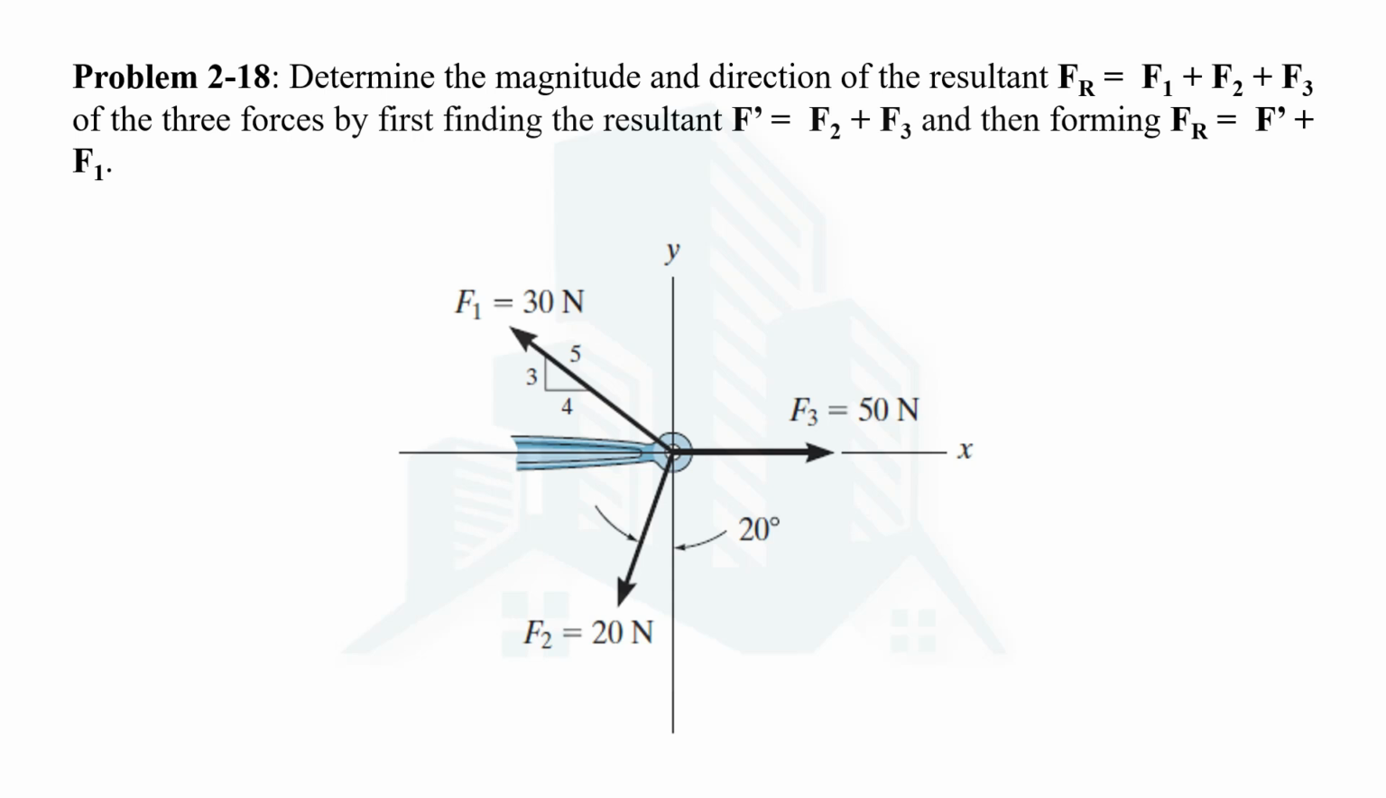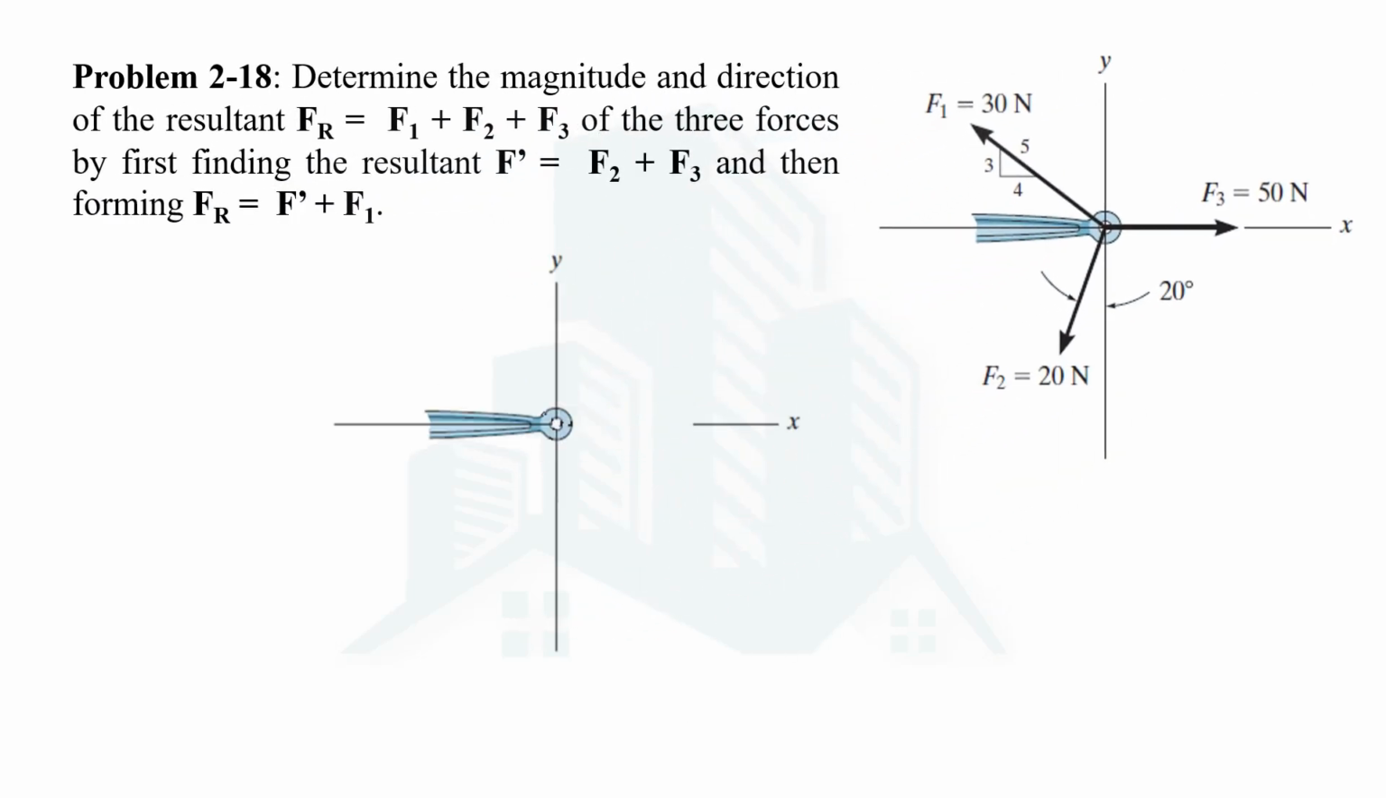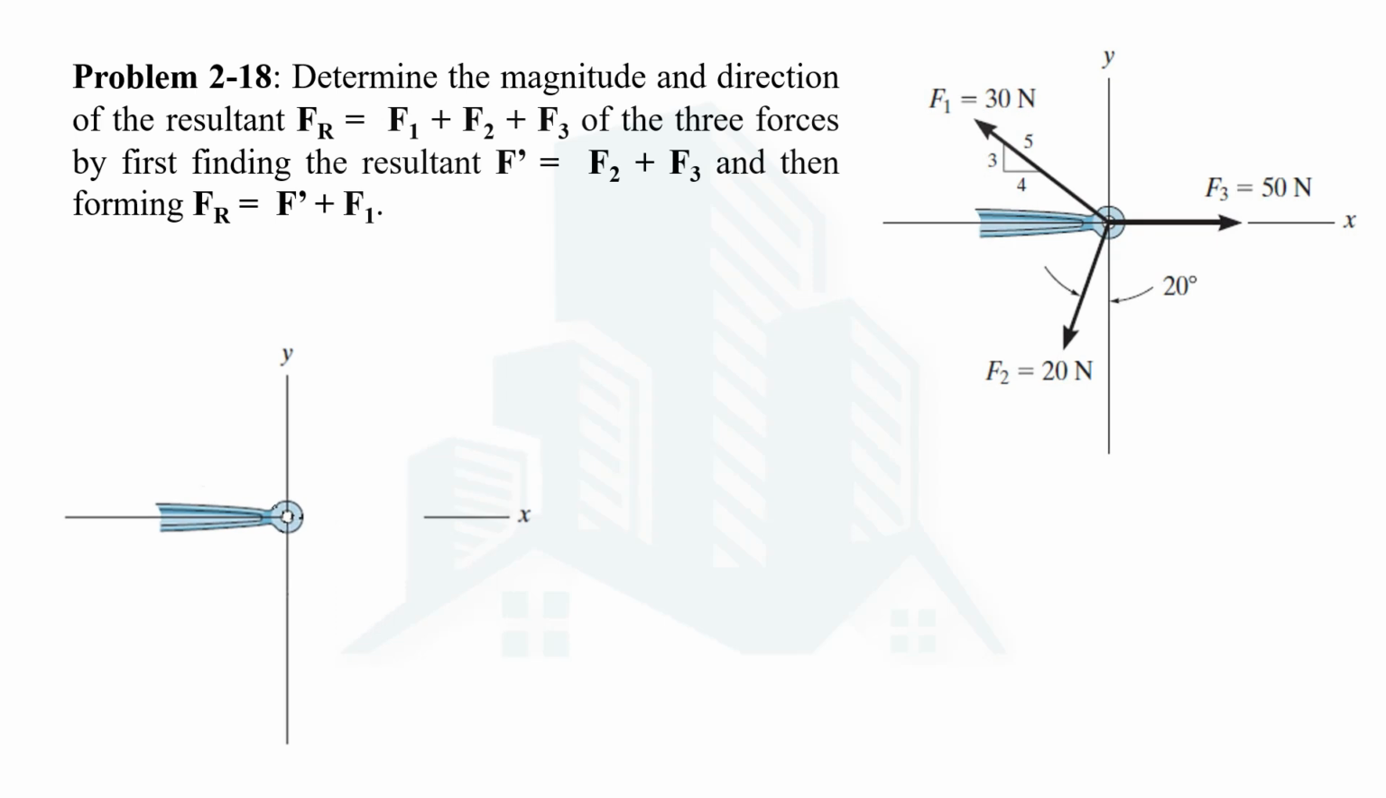In problem number 17, we were asked to determine F dash of F1 and F2 first, and that F dash was added with F3 to determine the resultant of these three forces. But in this case, it's a bit different. Here we are being asked to determine F dash of F2 and F3 first, and that F dash will then be added with F1 to determine the resultant of these three forces. So let's solve this problem taking the body on which these three forces are acting.